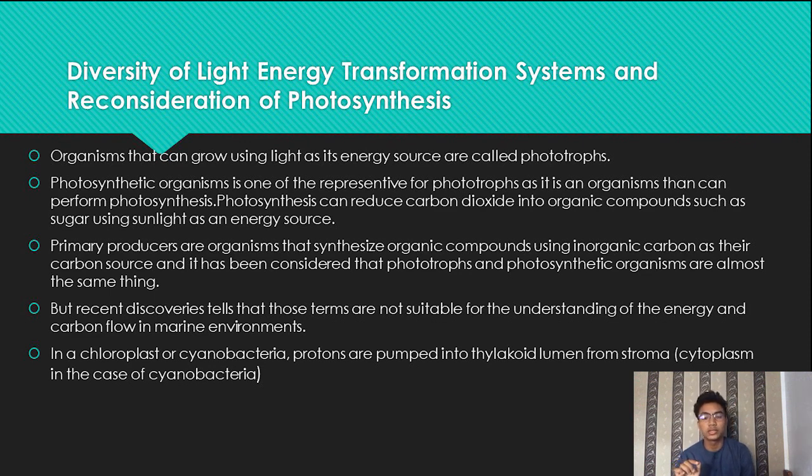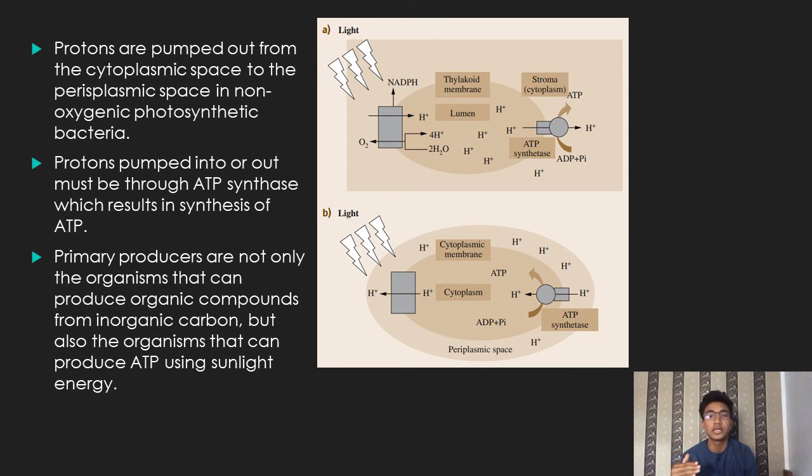So in a chloroplast or cyanobacteria, protons are pumped into the thylakoid lumen from the stroma, while in non-oxygenic photosynthetic bacteria, protons are pumped out from the cytoplasmic space to the periplasmic space. This proton pump into or out must go through ATP synthase, which results in the synthesis of ATP. So primary producers are not only the organisms that produce organic compounds from inorganic carbon, tapi ia juga sintesis ATP daripada tenaga matahari.